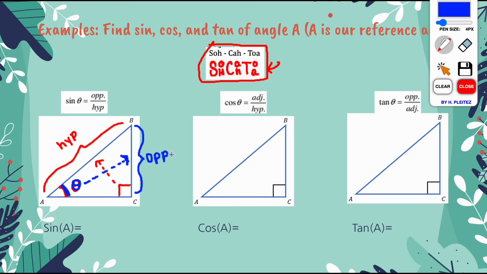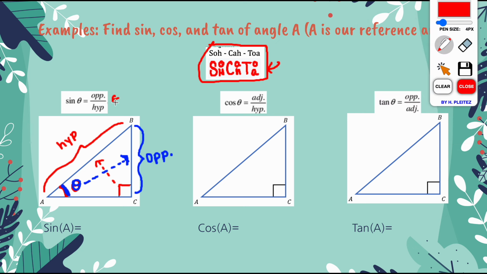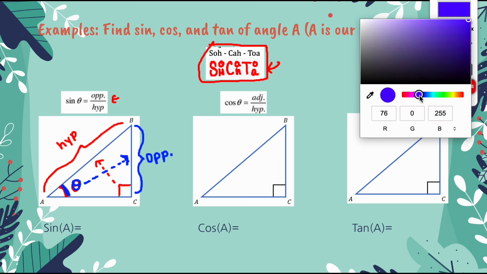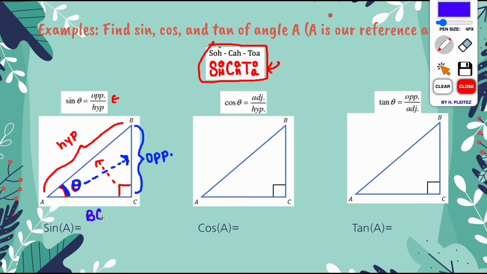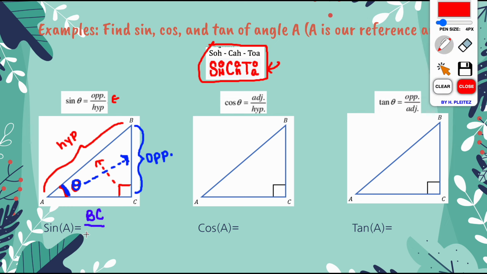And for sine, we don't even need the adjacent side, but adjacent just means next to. So we'll get into that for cosine and tangent though. For right now, sine of theta is equal to the opposite side over the hypotenuse. Now the opposite side in this case is BC. So sine of A is equal to BC over the hypotenuse side, which is AB.